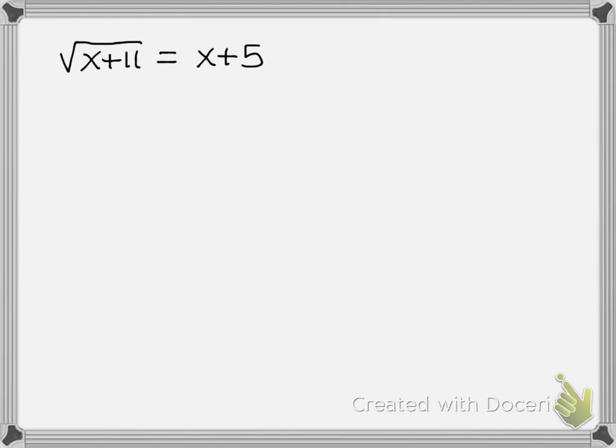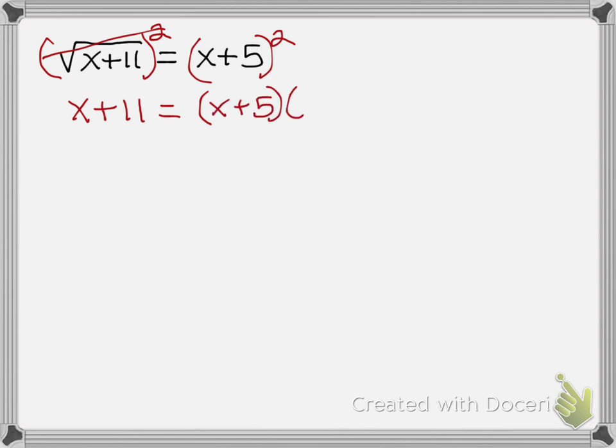Okay, to get rid of that square root, we definitely have to raise it to the power of 2. And whatever you do to one side, you must do to the other. So over here on the left side, it will cancel out that square root, and I'll bring down my x plus 11. But on that right side, I don't have a square root to cancel out. So it says x plus 5 squared. Do you know what that means? That you're multiplying x plus 5 to itself twice.